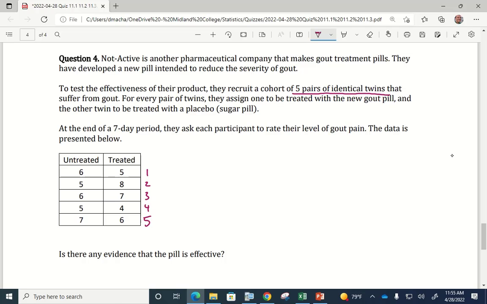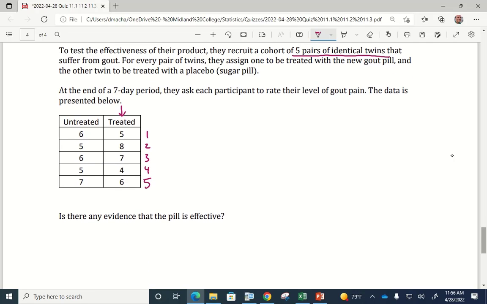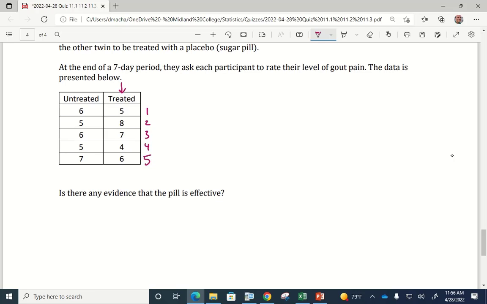And for every pair of twins, they're going to assign one to be treated with a new pill and the other one to just receive a placebo, like a sugar pill that would be the same size and shape. They wouldn't know the difference. They wouldn't know which one they're receiving. But at the end of a 7-day period, they're going to ask each participant to rate their level of gout pain. And so the data is presented below. Is this data dependent or independent?